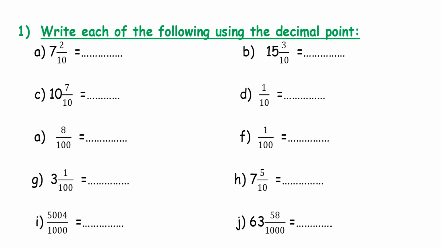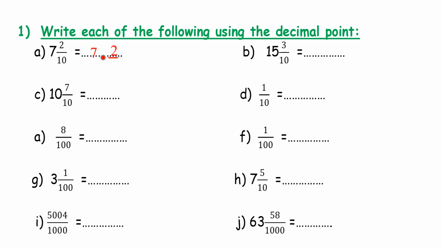I have in the denominator 10, that means 1 0. So I will put the decimal point and just one place after the decimal point, and I'm going to write in this place the number 2, and the whole number will be 7.